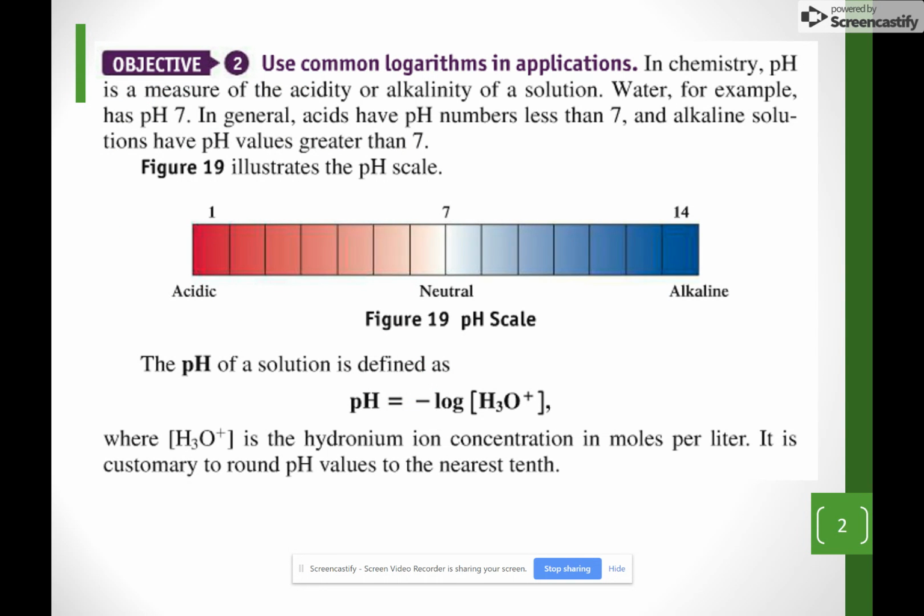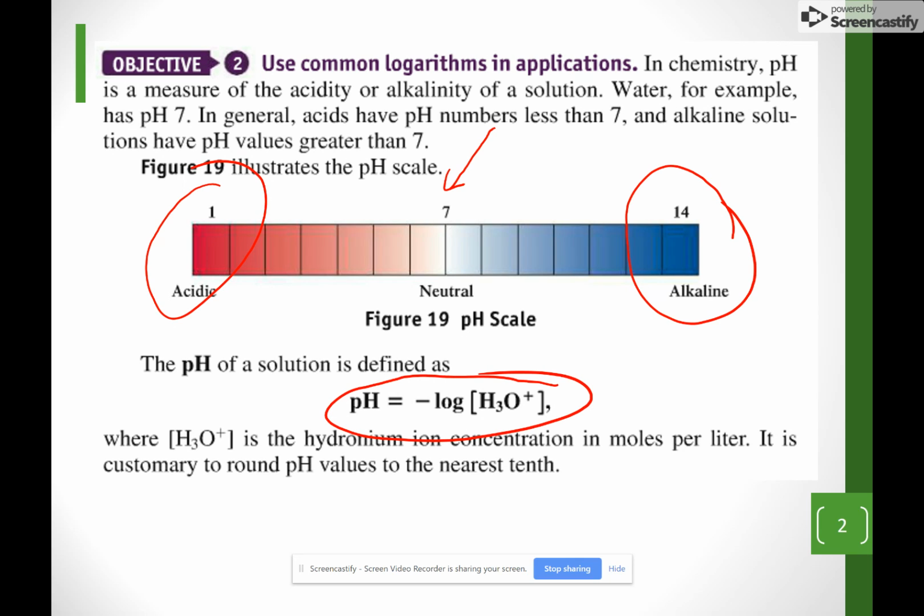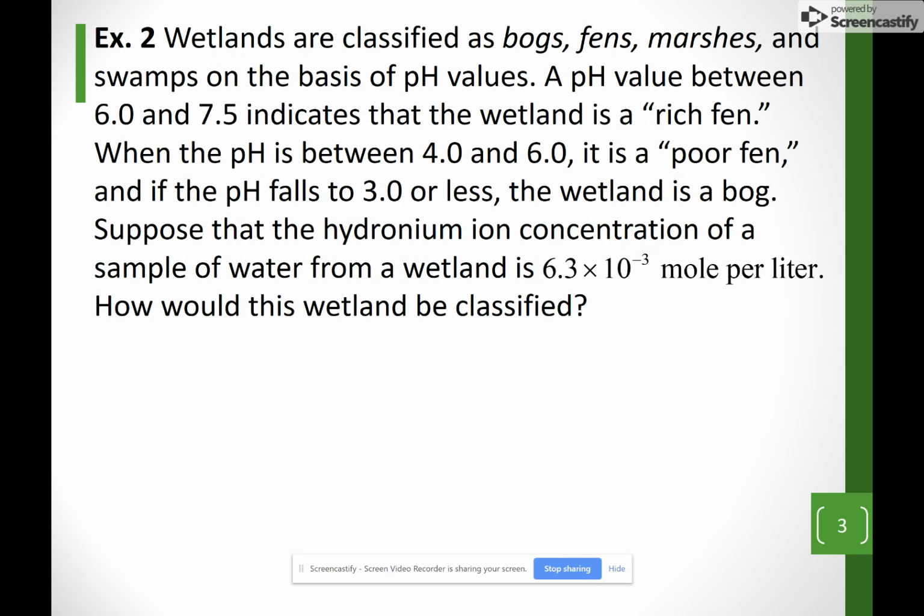Now, the way it is used in chemistry, we use it to measure the pH scale. The closer to 1, the closer it is to an acid. The closer to 14, the closer it is to an alkaline. In the center, so 7, we're going to call it neutral. And a formula we're going to use to measure the pH scale is the negative log of whatever concentration we're using.